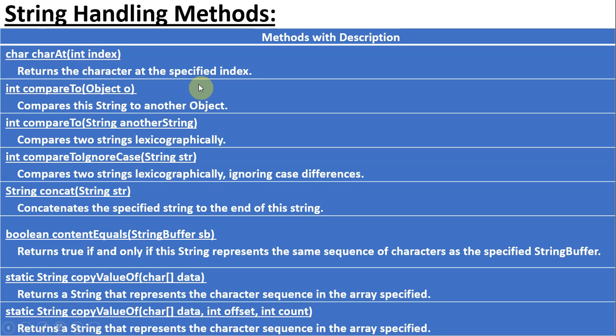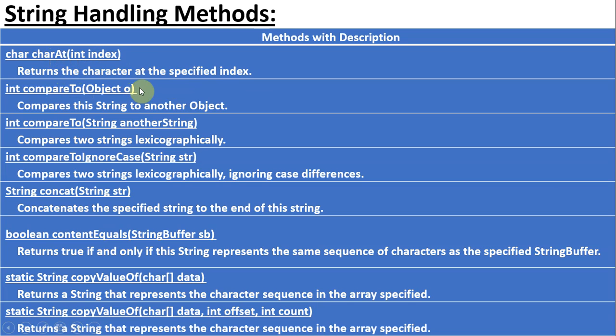For example, in hello, the index starts with 0. An array index starts with 0, and a string index also starts with 0. If we specify 0 here, what is the output? H. In the hello data, H is at index 0. Like that, charAt is used to retrieve the character at the specified location.